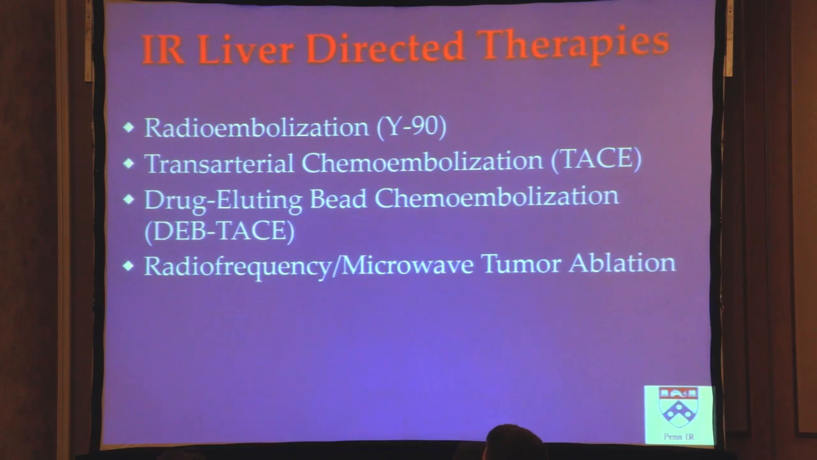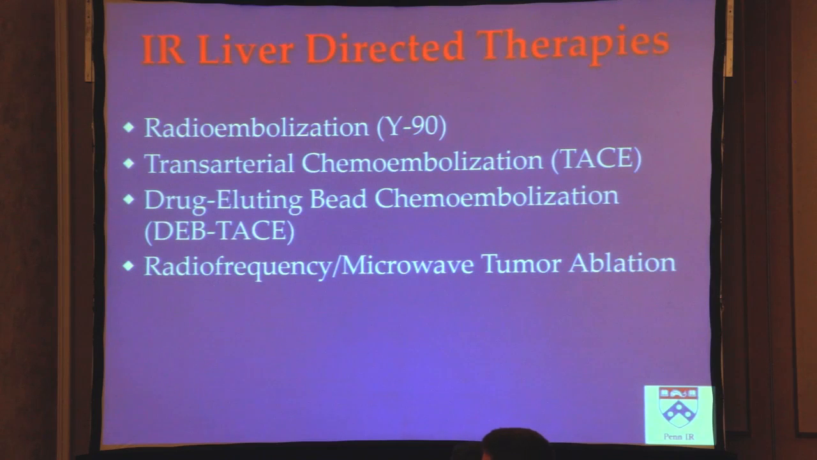And the other half of my practice is treating peripheral arterial disease, varicose veins, and anything dealing with a blood vessel. So when we speak about interventional radiology liver-directed therapies, we're really talking about four main therapies. And those include radioembolization, which I'm going to focus on today, transarterial chemoembolization, drug-eluting bead chemoembolization, and radiofrequency or microwave ablation. We'll briefly touch on the latter three.